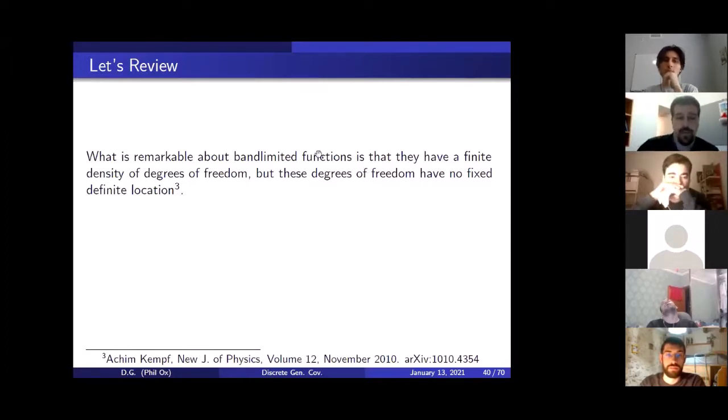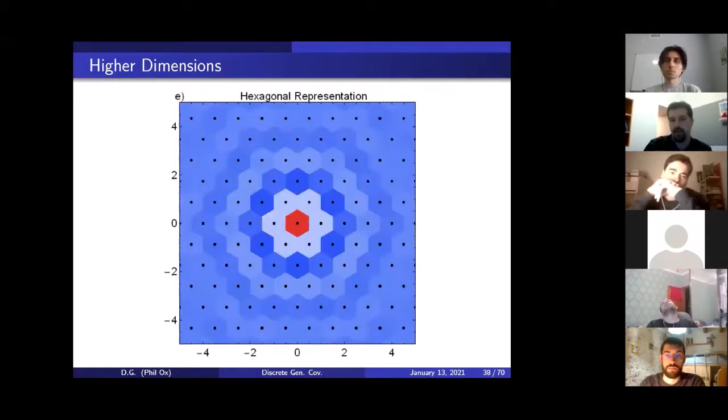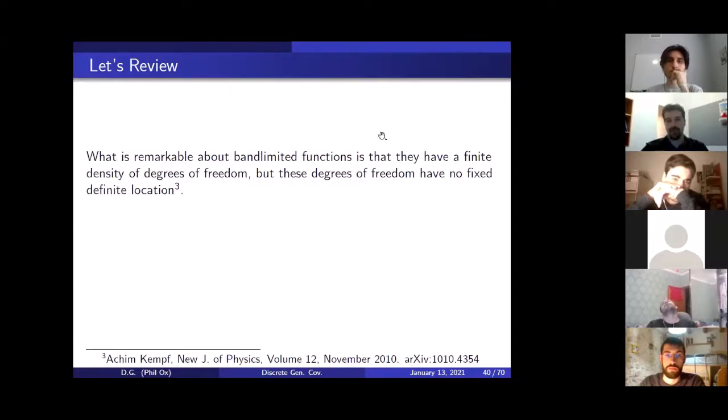What's remarkable about band limited functions is that they have a finite density of degrees of freedom, right? So if I draw some circle there, I can identify that there's only 100 degrees of freedom inside this box, right? But where exactly are those degrees of freedom? What space points are they associated with? Well, it could be any of them. As long as I pick a sufficiently dense set of them, then it's fine. So these degrees of freedom have no fixed or definite locations in space, which is just really something extremely interesting from a philosophical point of view.